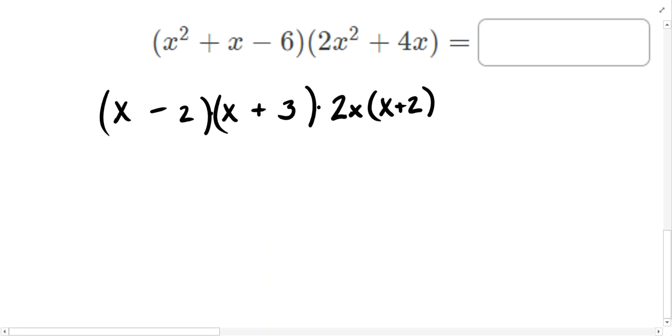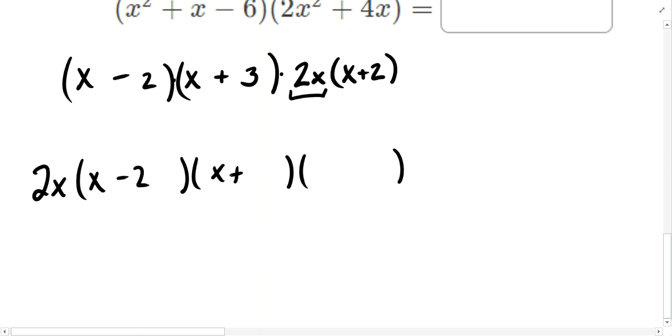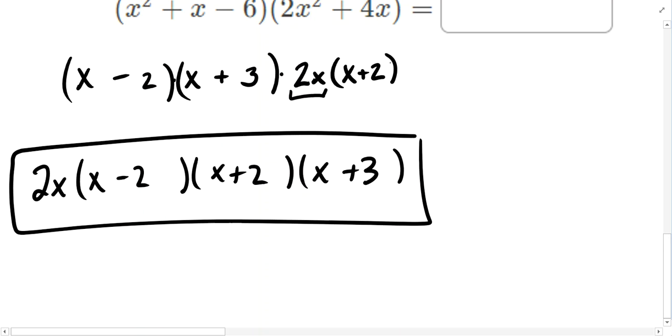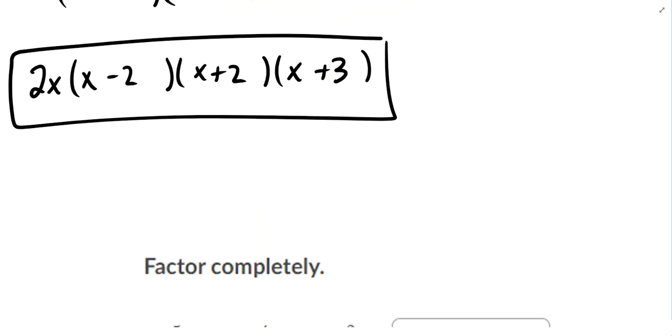However, a nicer way to reorder this is to take any terms that are monomials, like this 2x, and list it first. And then me personally, I like to list my remaining binomial factors in ascending order if possible, especially if they're simple binomials like this. So I'll write x minus 2, then x plus 2, and then x plus 3. That's just how I've always done it, but if I'm not mistaken, Khan Academy will accept either of these. And off screen, this answer was accepted.